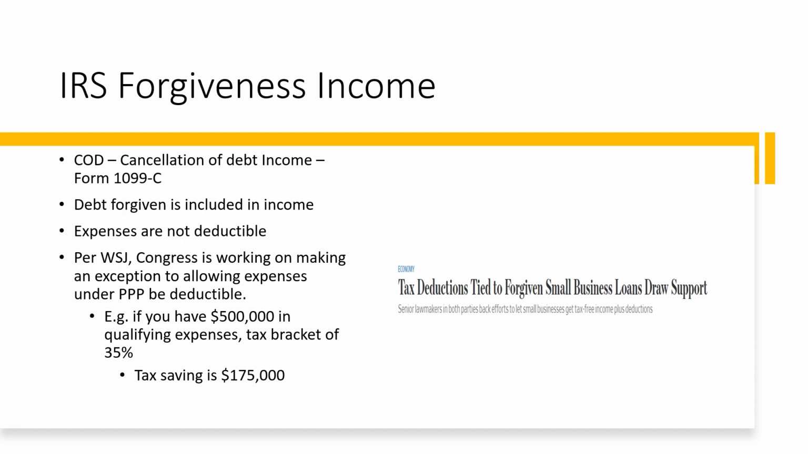So let's put this into perspective. Let's say that you take a $500,000 loan that becomes completely forgiven. Approximately your tax bracket would be 35%, and the tax amount on that would be $175,000. As you can see, this has a big tax impact. Hopefully Congress can make the exception and allow for the deductibility of the expenses, as well as allowing taxpayers to obtain loan forgiveness.